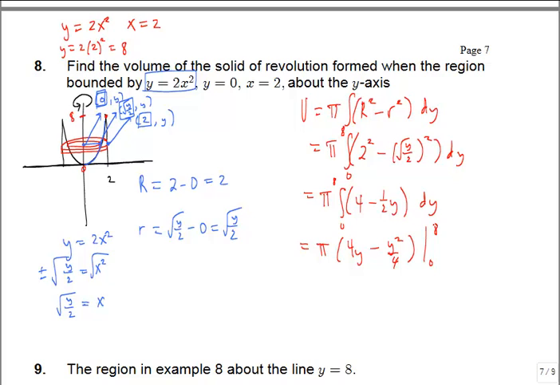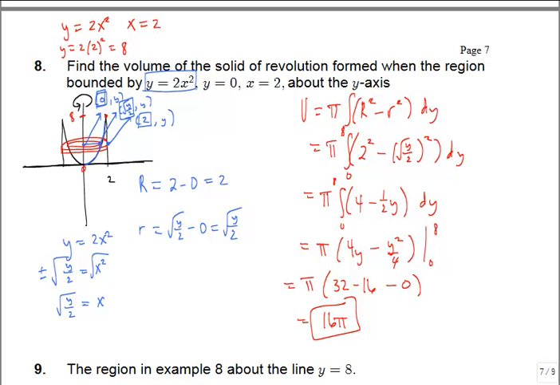And then we're plugging in our 0 and our 8. So if we plug in 8, 4 times 8 is 32. 8 squared is 64, divided by 4 is 16. And when I plug in my 0, I'm going to get 0 for both. 32 minus 16 is 16, so this is 16 pi.